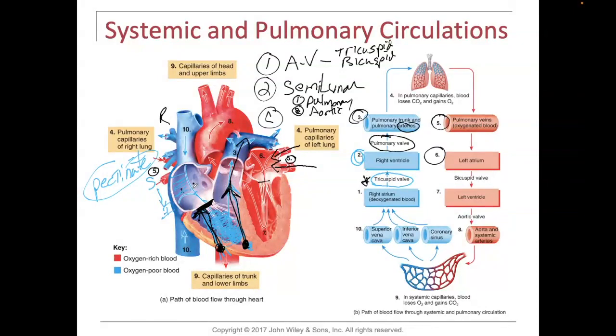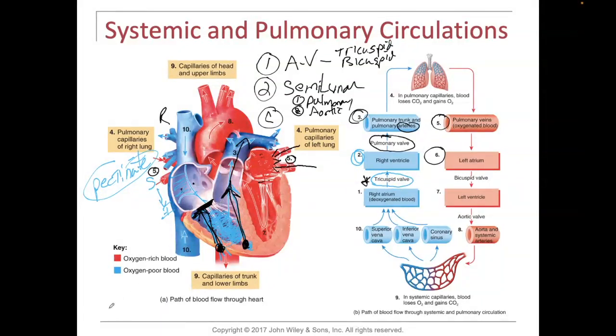And the same thing that happened over here on the right atrium is going to happen in the left atrium. So now on this side, we can make this red now, we're going to have oxygenated blood fill up the left atrium, and the pressure is going to build and build and build.